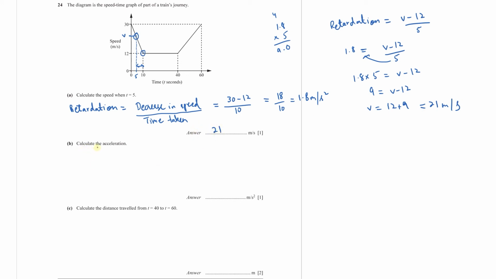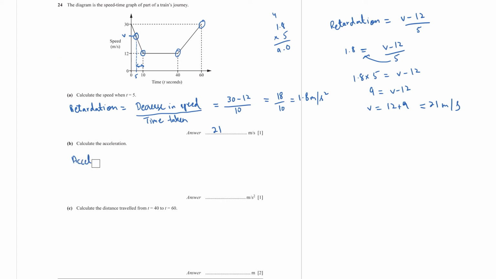Part B is calculate the acceleration. So acceleration is between 40 and 60 where your speed is increasing. This is your deceleration because the speed is decreasing. So you have to calculate this acceleration. So we can use these 2 points to find the gradient of the graph, which will give you the acceleration.